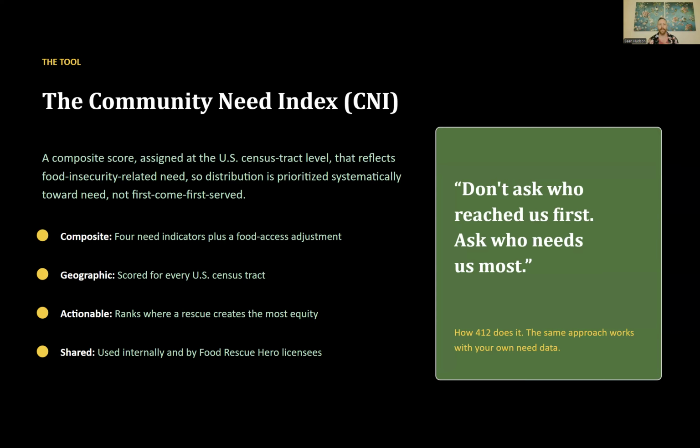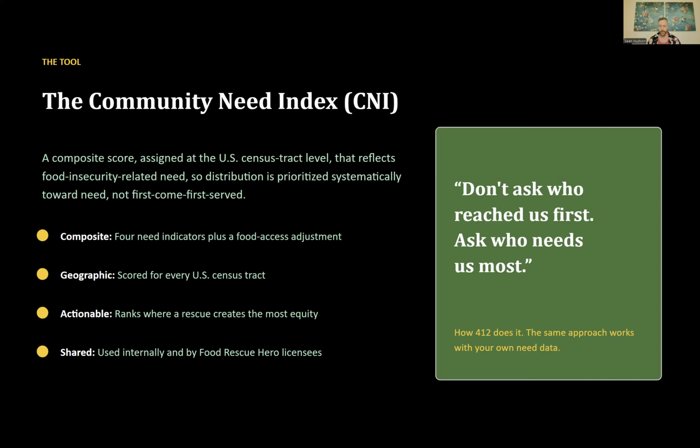So we call it a composite score. That is because there are four main indicators plus a food access adjustment. So it combines those things and creates a single score. It is geographic. It is at the tract geometry.